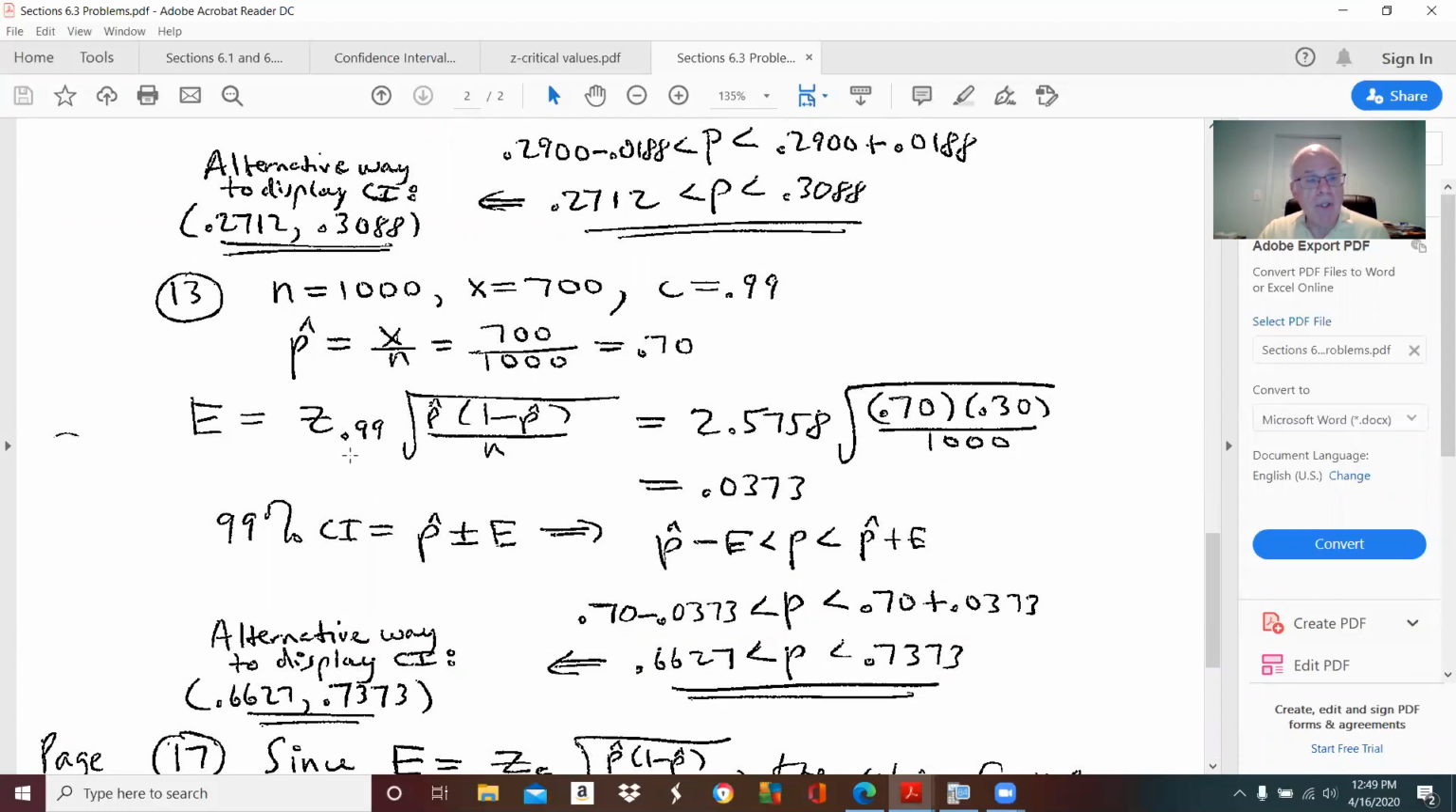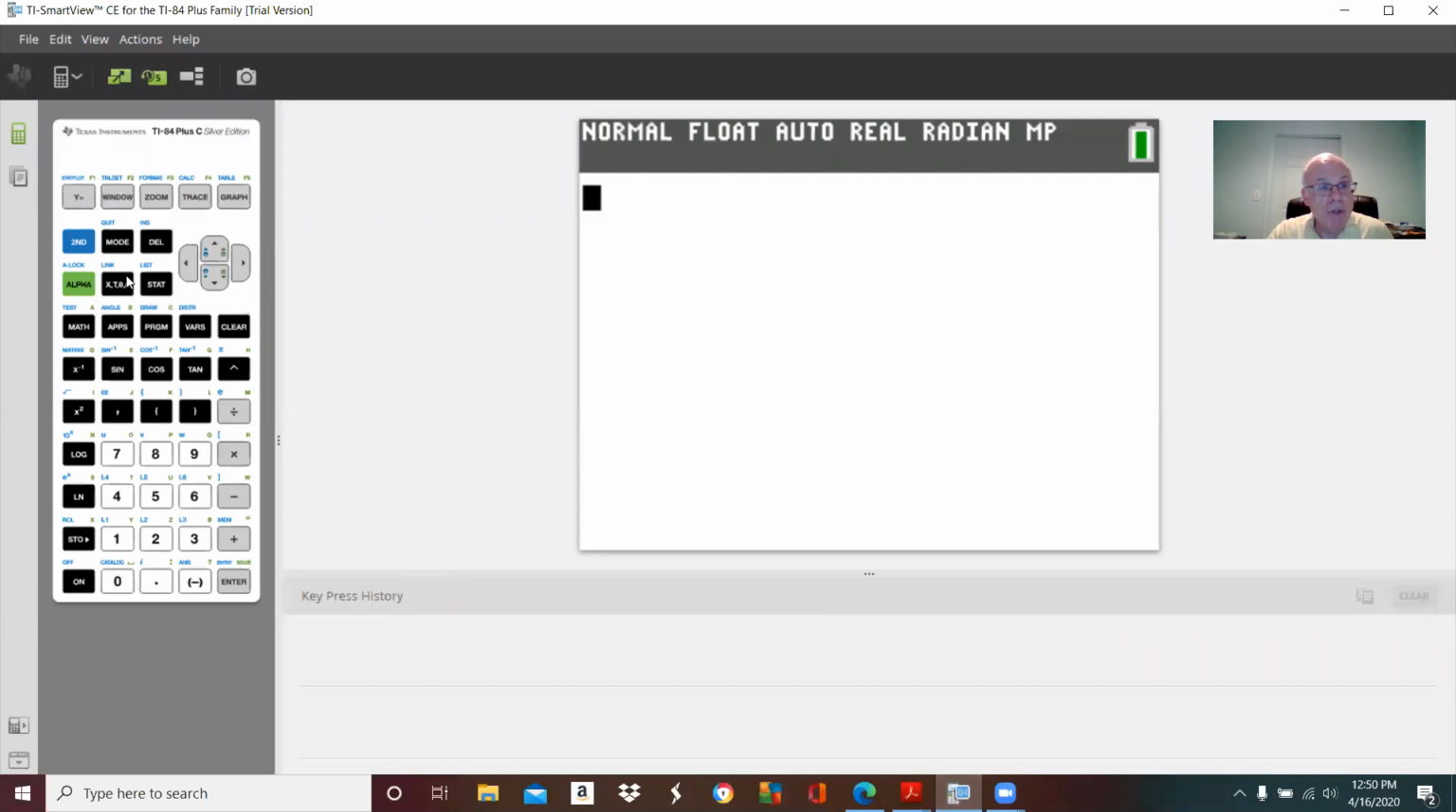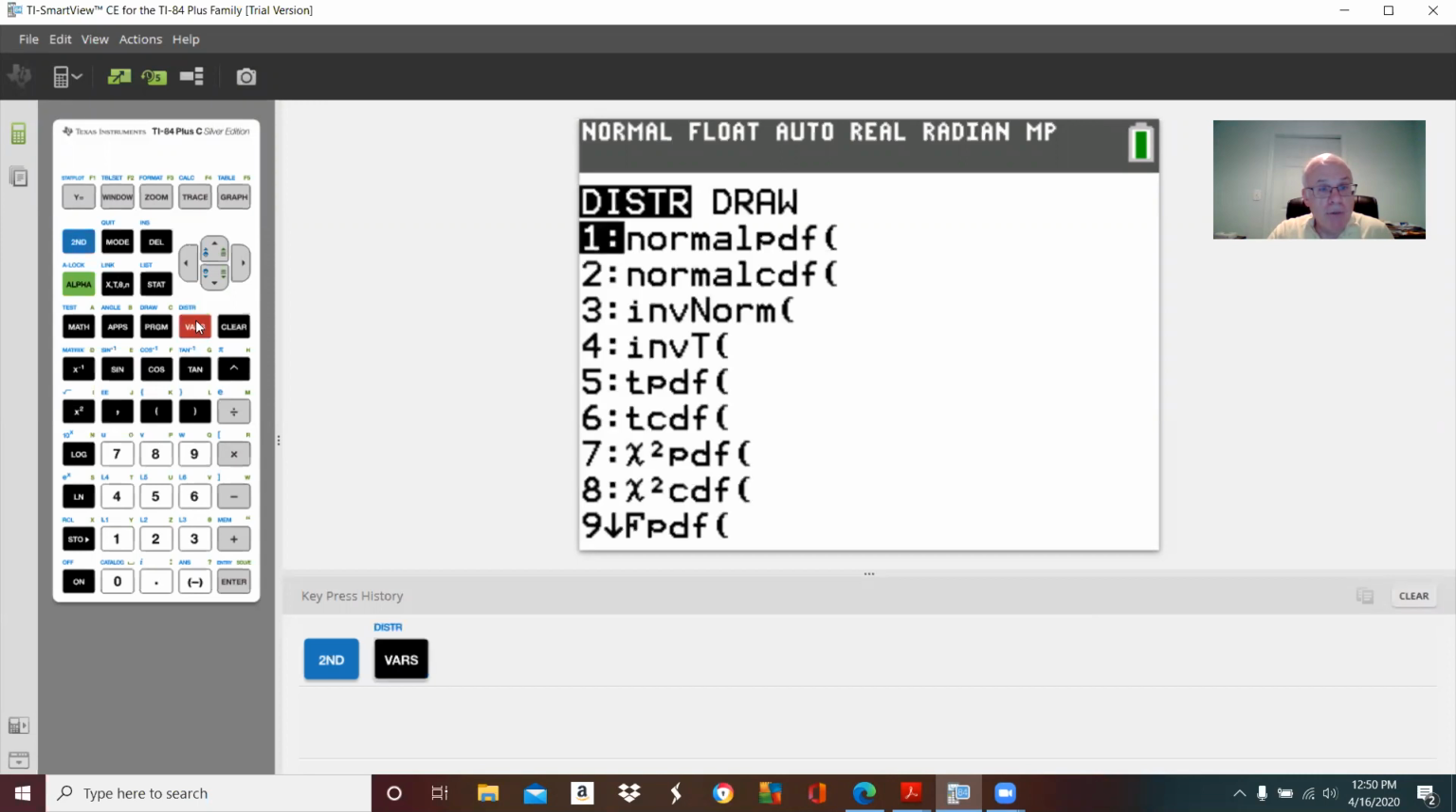And once again, we're going to use this formula for the margin of error, but this time we're going to use a z critical value for a 99% confidence interval. Notice that what I put in here is 2.5758. The question is, where do we come up with that? Well, this time I'm not actually going to use the calculator to show you this. So I'm going to do second, DISTR, scroll down to invNorm, hit enter.